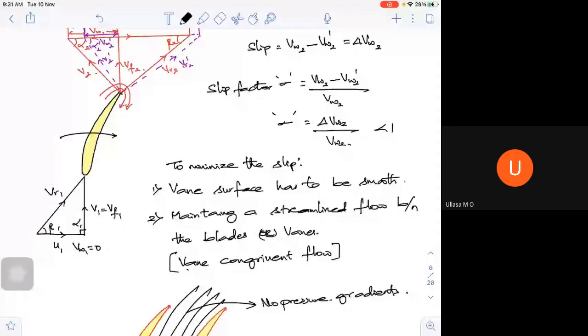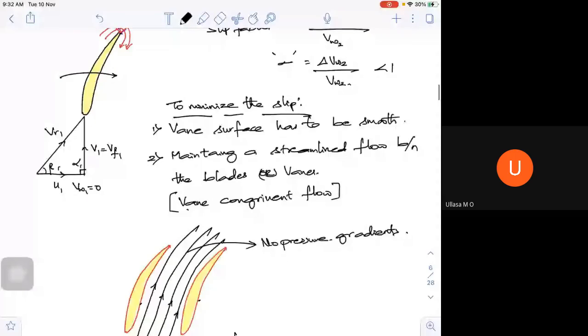The slip can be minimized by doing a few things. One is maintaining a very smooth vane surface, and the second is trying to maintain a streamlined flow. If I'm able to have these two, then I'll be able to minimize my slip. This is nothing but a loss. I can minimize slip as much as possible.